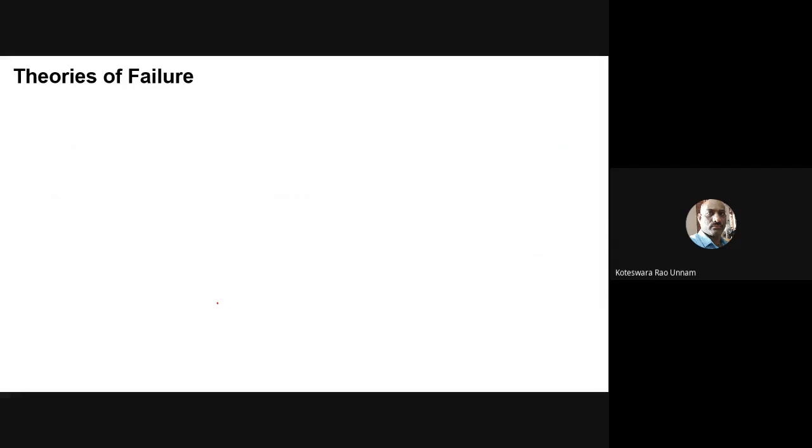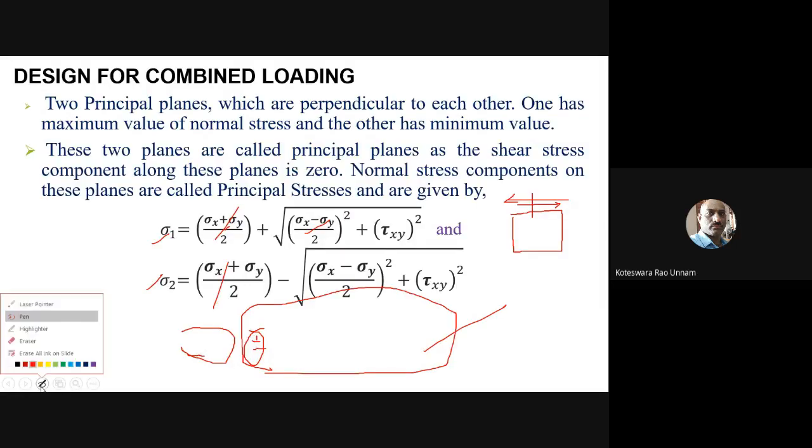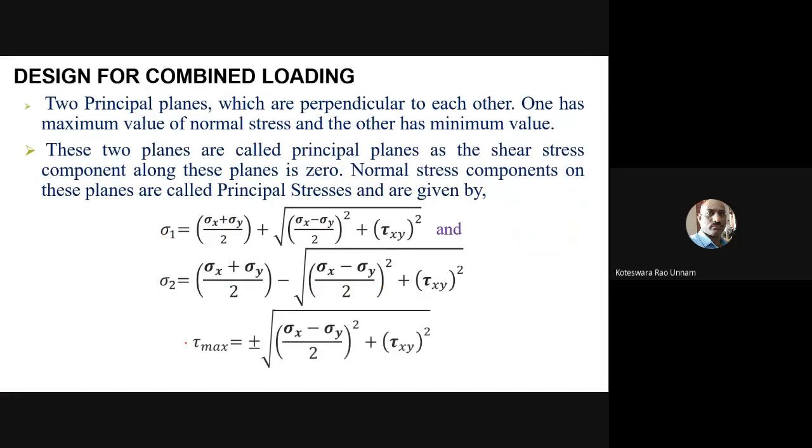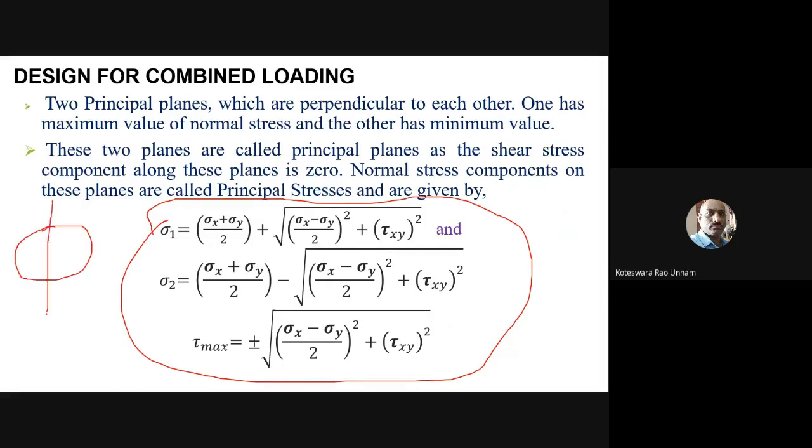So far we discussed how to identify the critical planes. Then we are in a position to find the magnitude of the stresses on those critical planes. If I take a principal plane, I need to compute the principal stress values. If I take a plane of maximum shear, I need to compute the maximum shear. There is another way without using these calculations: the Mohr circle method. Using the Mohr circle concept, you can find the magnitude of principal stresses as well as the maximum shear stress.